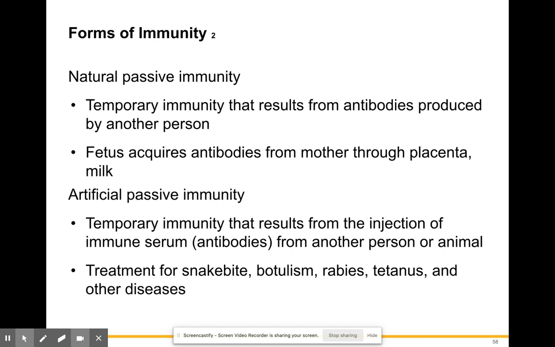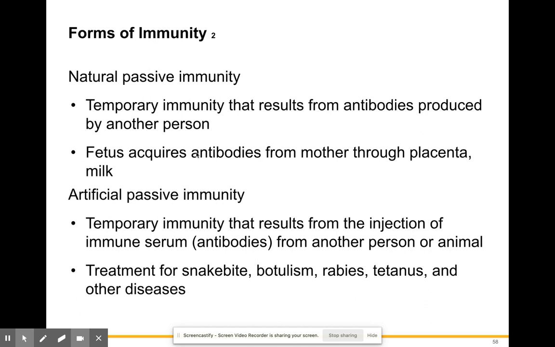So how does a fetus or how does a baby have any type of protection against pathogens if they don't have any adaptive immunity yet? Well, they have natural passive immunity, which is temporary immunity that results from antibodies produced by someone else. In this case, it's the mother. Okay, if it's a fetus, antibodies are given to the fetus through the placenta from the mom. So the mom's antibodies are getting into the fetus's bloodstream through the placenta. If it's a newborn baby, this is why they stress to do breastfeeding.